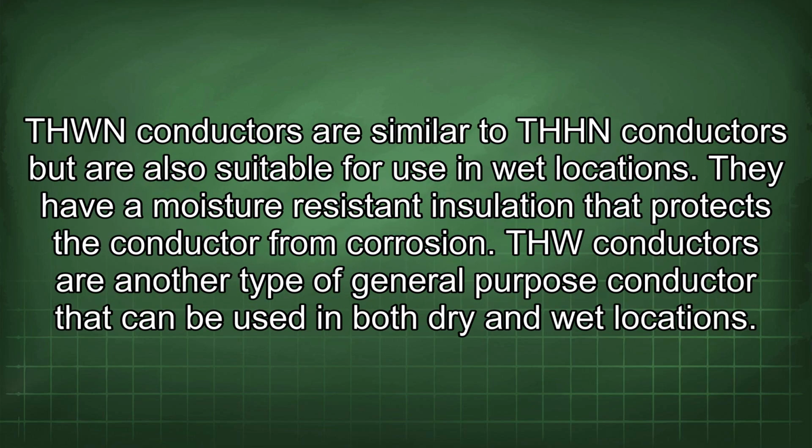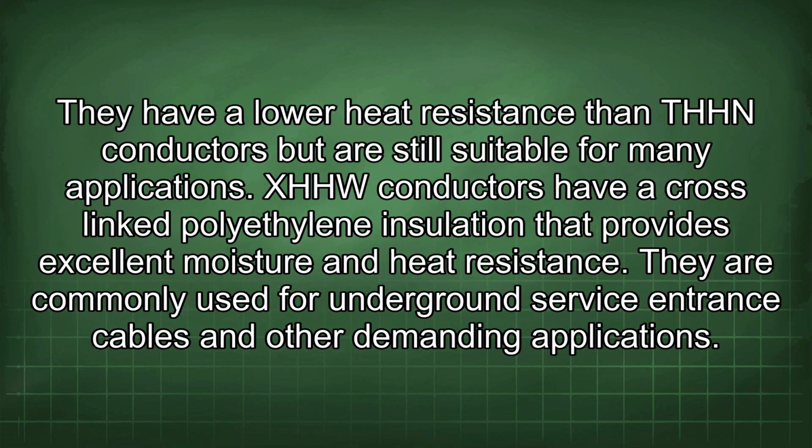THWN conductors are similar to THHN conductors but are also suitable for use in wet locations. They have a moisture-resistant insulation that protects the conductor from corrosion. THW conductors are another type of general-purpose conductor that can be used in both dry and wet locations. They have a lower heat resistance than THHN conductors but are still suitable for many applications. XHHW conductors have a cross-linked polyethylene insulation that provides excellent moisture and heat resistance. They are commonly used for underground service entrance cables and other demanding applications.